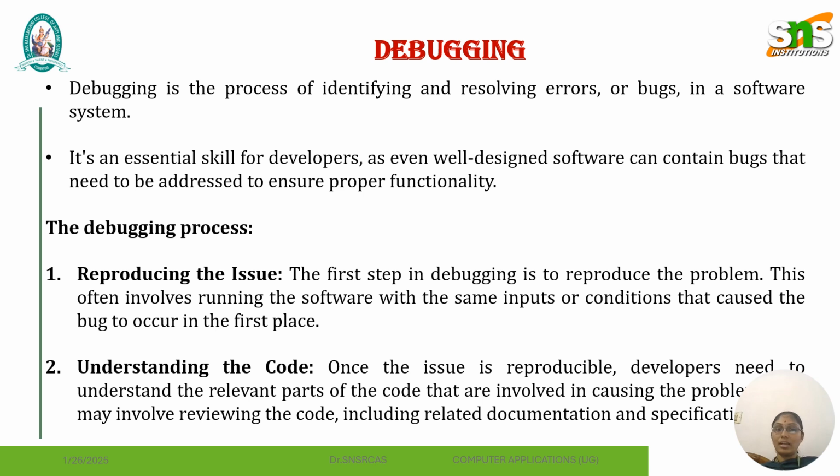The first one is reproducing the issue. The first step in debugging is to reproduce the problem. This often involves running the software with the same inputs or conditions that caused the bug to occur in the first place. Next, understanding the code. Once the issue is reproducible, developers need to understand the relevant parts of the code involved in causing the problem, which may involve reviewing the code, related documentation, and specifications.